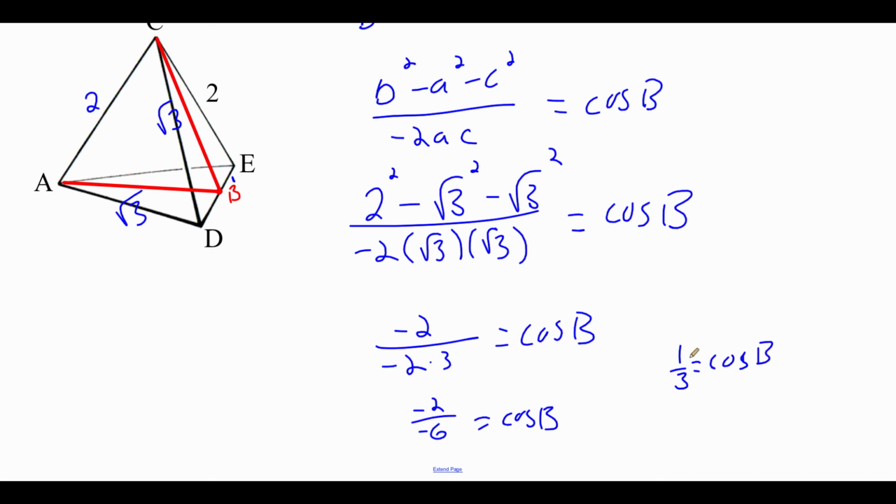And in order to get B alone, I'm going to do the inverse cosine. So angle B is the inverse cosine of 1/3. And if I type that into my calculator, then angle B ends up being about 70.53 degrees.